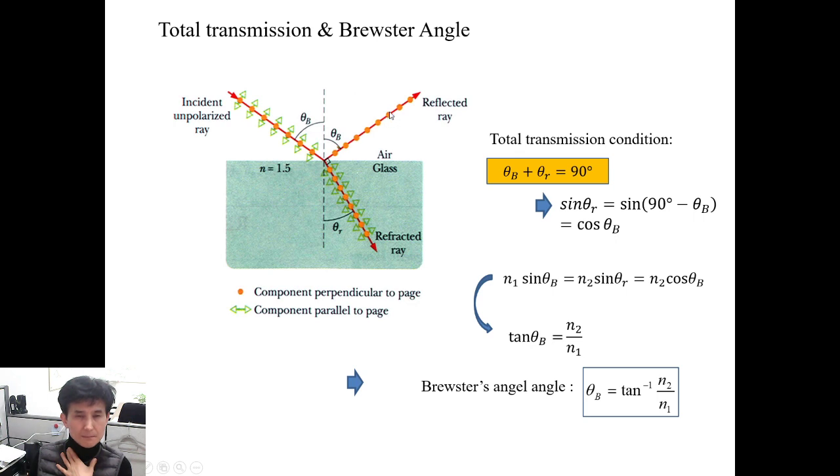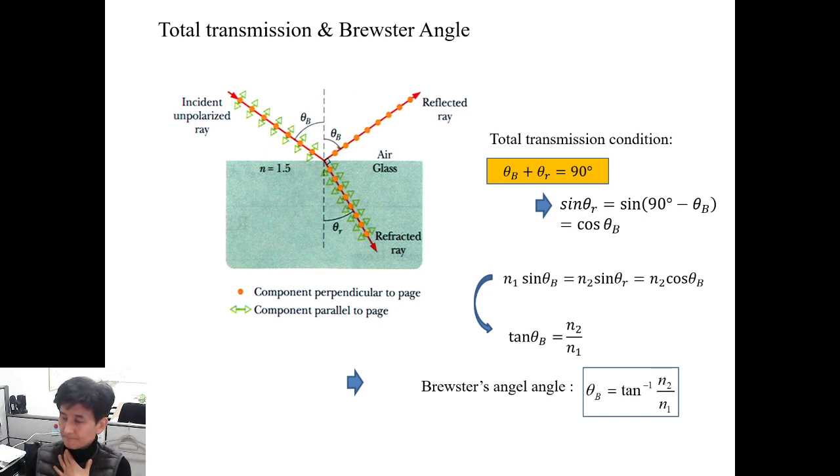And the light whose electric field is oscillating along the orange direction is called an S wave. And the Brewster angle only happens for a P wave. You need to remember this one. That's about the content of all the materials of chapters 32 and 33. That's it.